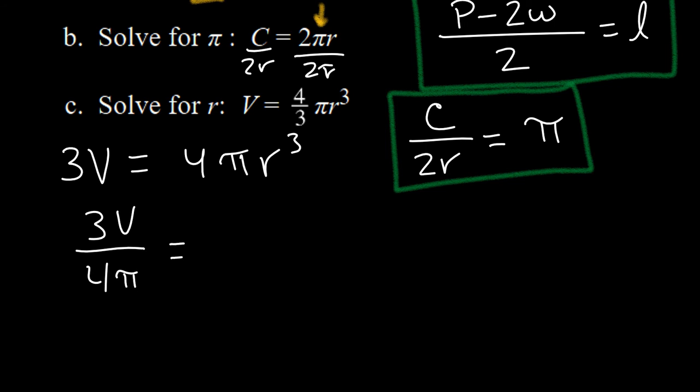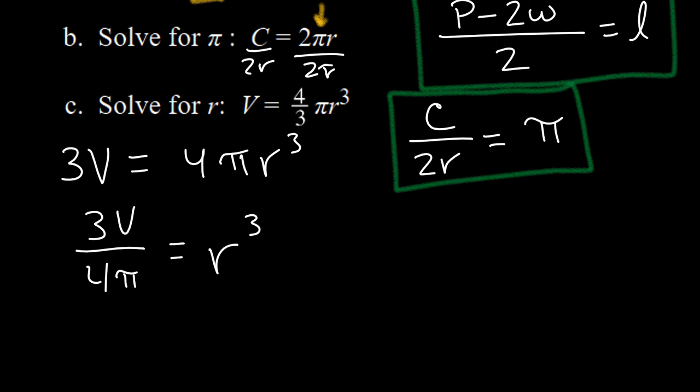And then I'm going to divide the other side also by 4 pi. And you can see when you've got 4 times pi times r cubed, and you divide that by 4 pi, you're left with r to the third power. And then finally, to get r alone, we actually talked about this recently in class. It's kind of a fun trick.